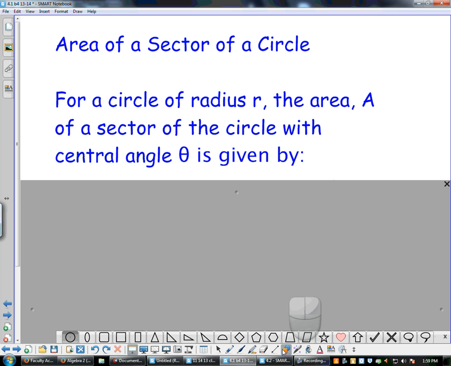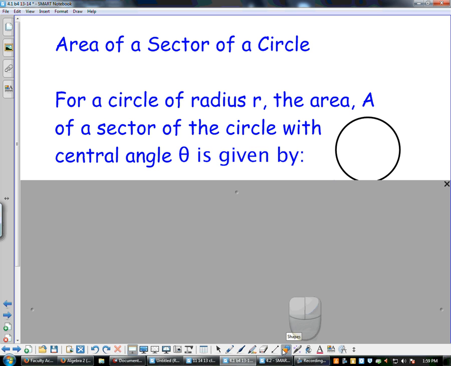So for example, a sector of a circle might be a piece that looks like all of this here, right? That would be a sector of the circle. So we're looking for a fractional part of a circle. All right, we have a formula to find the area of a sector of a circle.